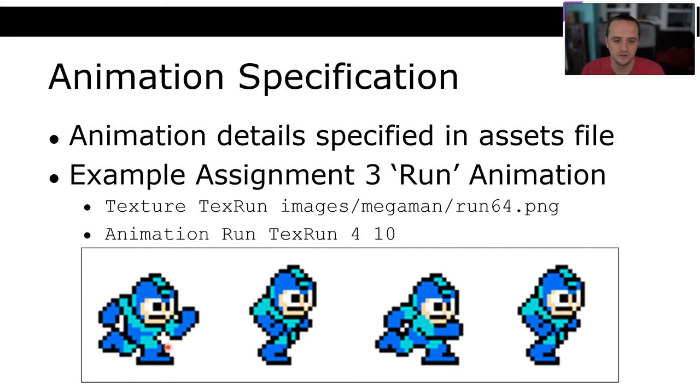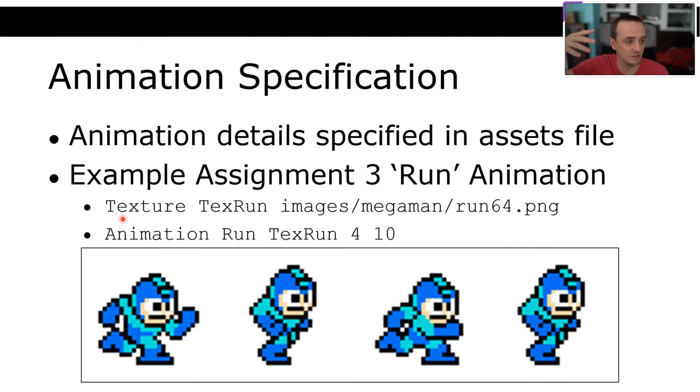So for example, in our assignment, Mega Man's run animation is going to be four frames of animation. It's going to be detailed in the assets file. In the example assignment 3 run animation, two lines of code are related to the animation. The first one is the loading of the texture. So we're going to say texture, and give the texture a name, so tech run. Then this is the image file which loads the texture. And this down here, the entire thing is the texture.